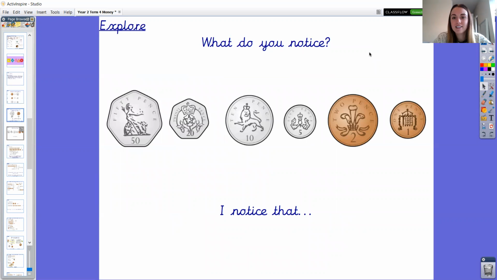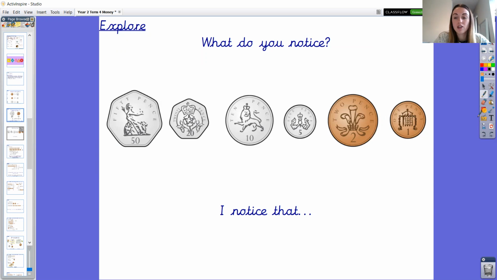Okay, so for our next explore question, it says, what do you notice? So we have 50p, 20p, 10p, 5p, 2p, and 1p here. I'd like you to pause the video here and discuss what you notice using the STEM sentence, I notice that. Well done, Year 2, great thinking. So I'm going to share my thinking with you now.